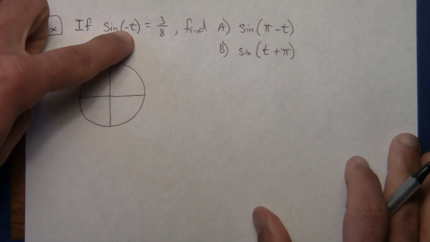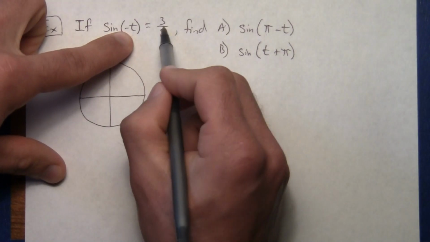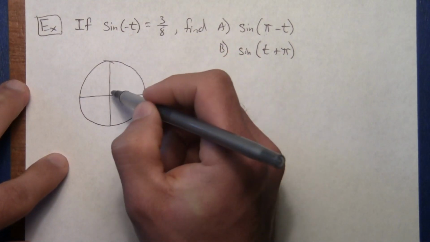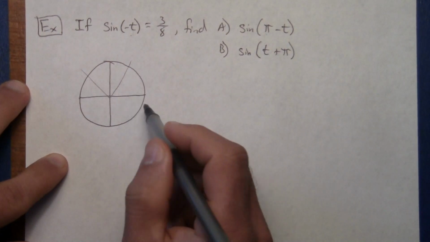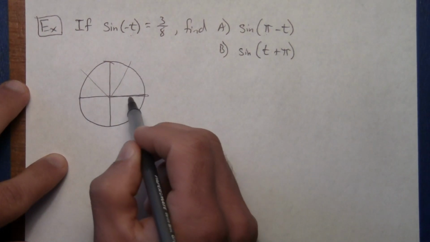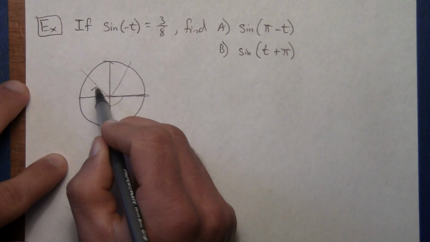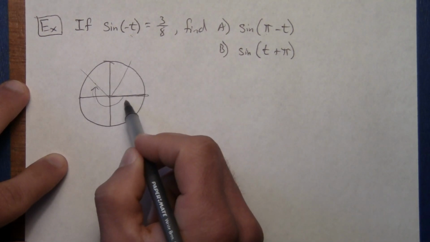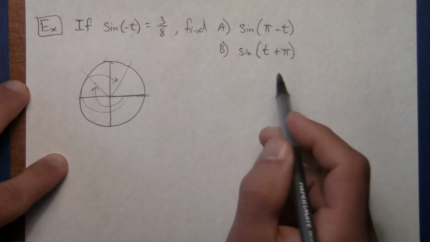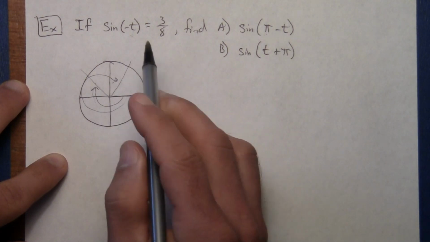Alright, this is a negative angle. It has a sine that is positive. The sine is positive either here or here, which means technically, because I'm measuring from here, this is angle t. It's negative t, or this is negative t. Doesn't matter which one I pick.